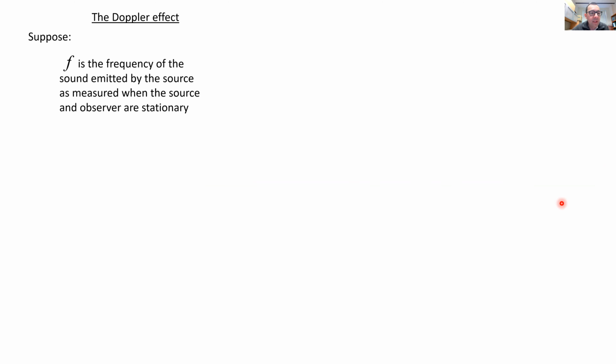All right. So it can be quantified, as I said, with some analysis, which I can do in a separate recording. But it's called the Doppler effect. Suppose that f is the frequency of the sound emitted by the source, as measured when the source and the observer are stationary. The fire truck is not moving, the observer is not moving, and the observer measures the frequency of the sound of the siren. That's f. Now suppose that the sound source and/or the observer moves. So this sound source could move right or left, and the observer could move right or left.